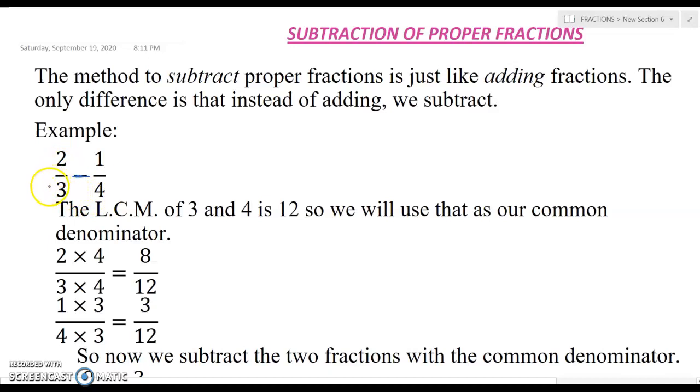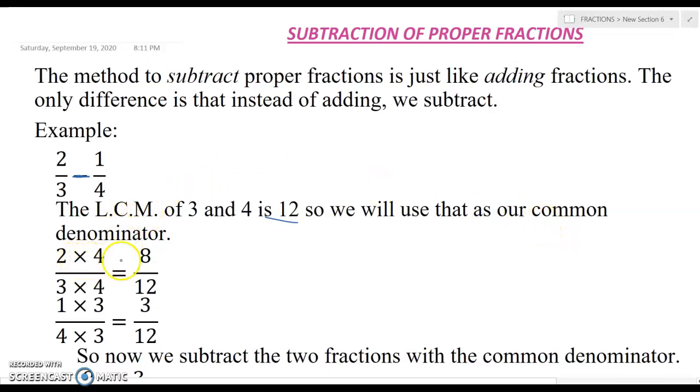So here we have 2/3 take away 1/4. So go ahead and do your normal procedure. Find the LCM of the two denominators, 3 and 4, right? And I won't be going through defining the LCM because you can look back at the videos with adding fractions. There's also a video from previously on how to find the LCM. So the LCM of 3 and 4 is 12.